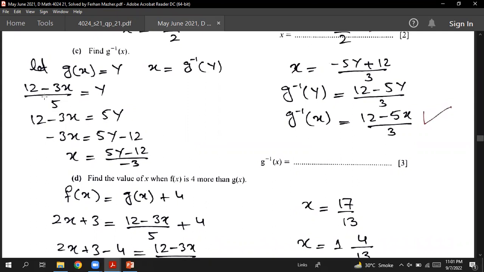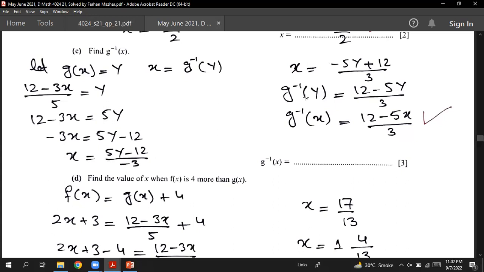So I will make x the subject of the formula. So 12 minus 3x equals 5y, minus 3x equals 5y minus 12. So x equals (5y minus 12) divided by minus 3. So give this negative upstairs, so the order will change, the negative will become positive, the positive will become negative. So x equals (minus 5y plus 12), the whole thing divided by 3. So g inverse of y equals (12 minus 5y), the whole thing divided by 3.